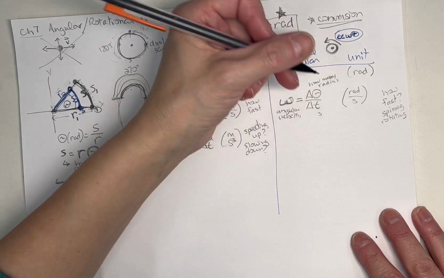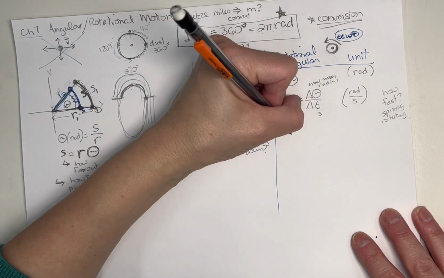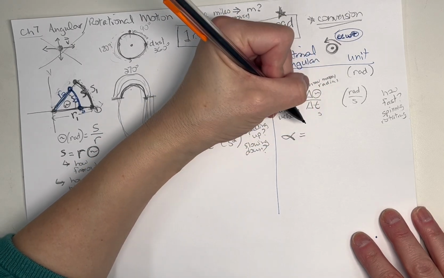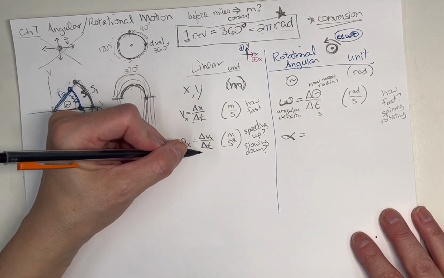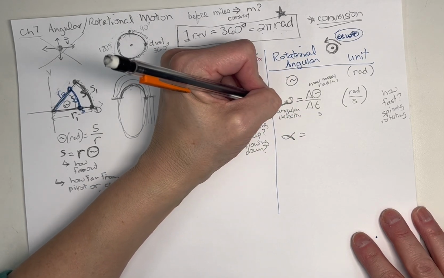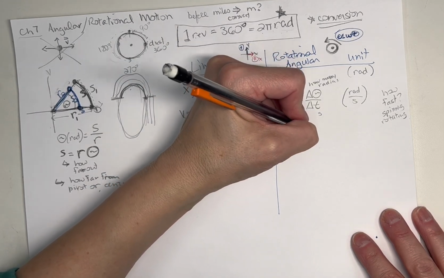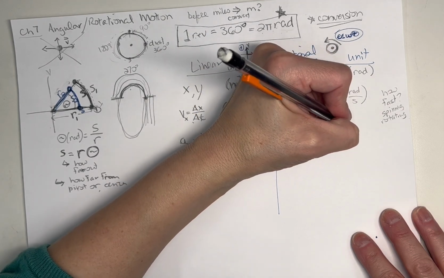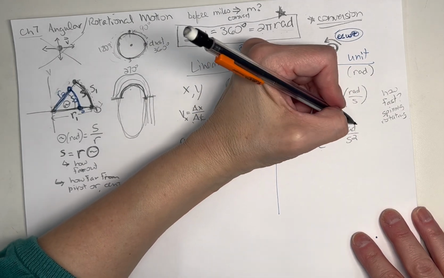So there must be an angular acceleration. That is going to be the Greek letter alpha. Angular acceleration, acceleration is a change in velocity over time, but I have angular acceleration, so it's going to be a change in angular velocity over time. So it's going to be radians per second squared.